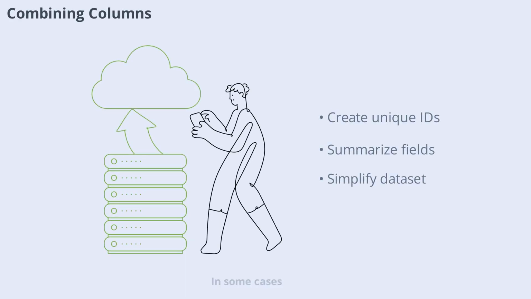In some cases, you may want to combine information from multiple columns into one. This is useful for creating unique identifiers or summary fields.